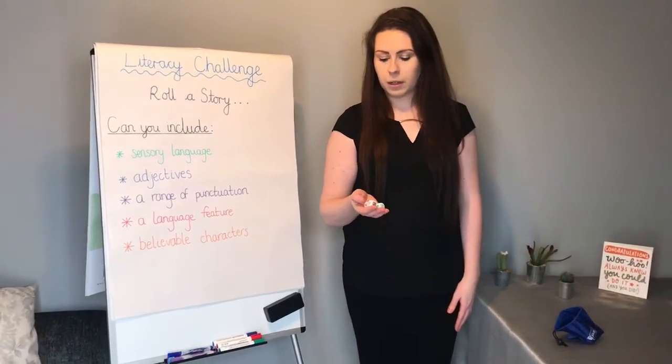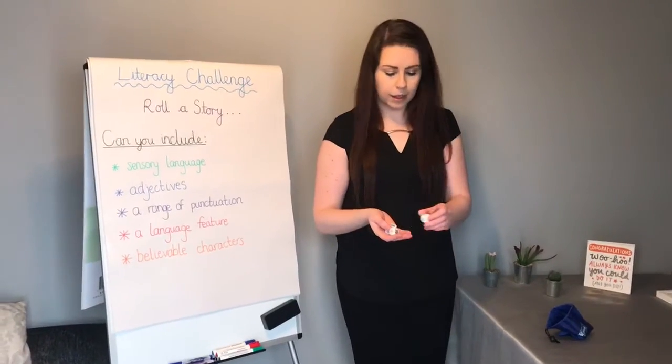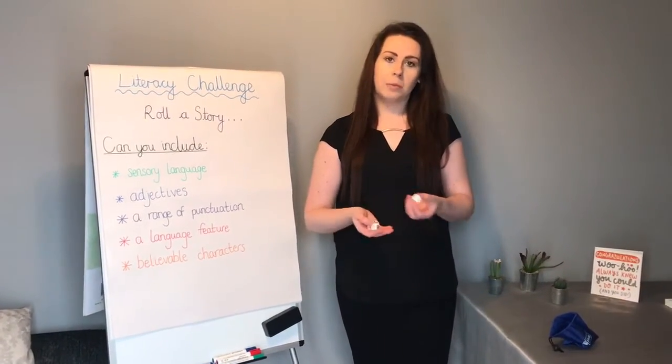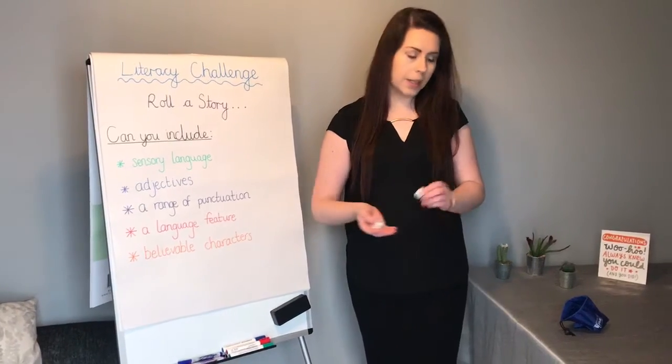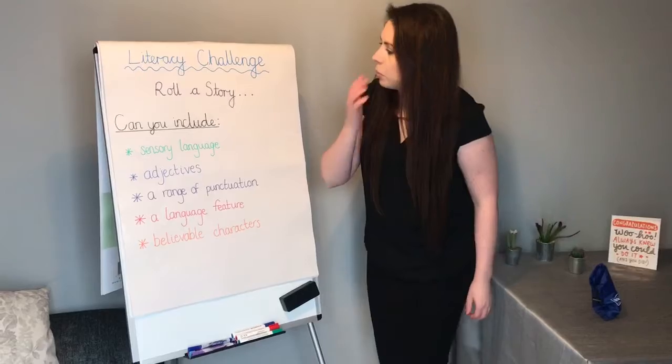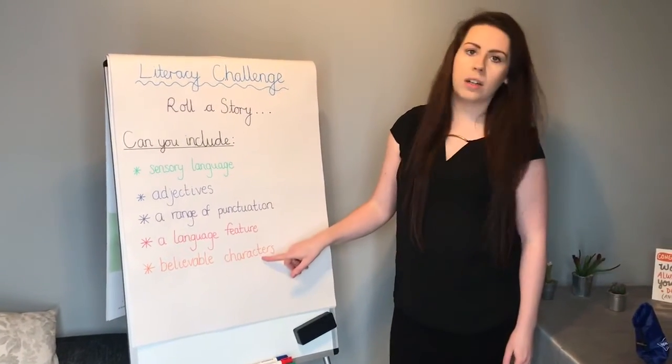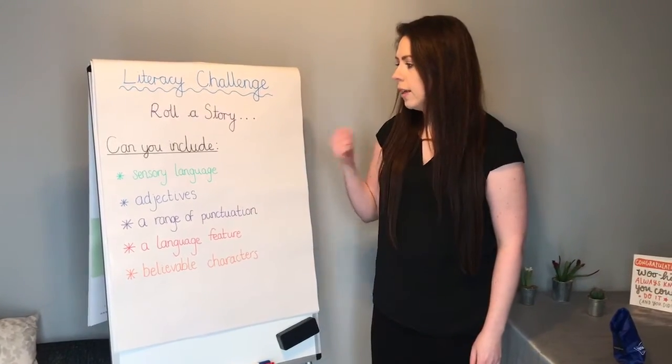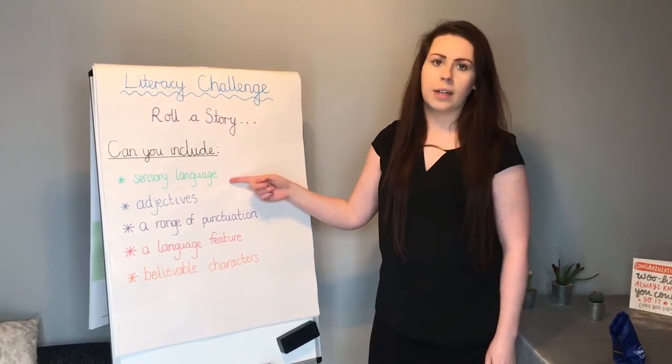the dice. So for example, if there was a picture of somebody swimming like there is here, in your story someone would have to be swimming. Okay, so you probably get the idea. But to challenge you a bit more, I've written a few things that I'd like you to try to include in your story. So in green I've written sensory language.